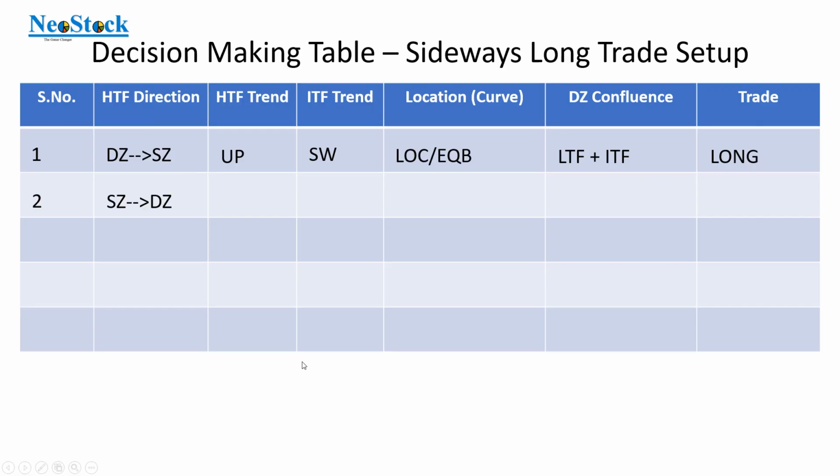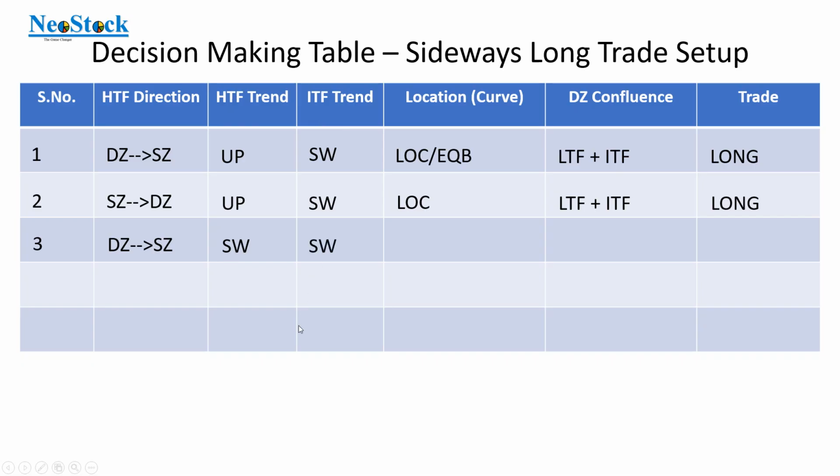And the second scenario, when prices are moving from HTF supply zone to demand zone, also you can plan a trade, but HTF trend should be uptrend. ITF trend should always be sideways. In that scenario, the location should be only low on the curve. You have LTF and ITF demand zone confluence. If all the conditions are satisfied, then you can plan a long trade. Of course, your checklist items also should be satisfied. That is from the trade plan point of view. Next, third, demand zone to supply zone, but now the trend is changing. HTF trend is changing to sideways.